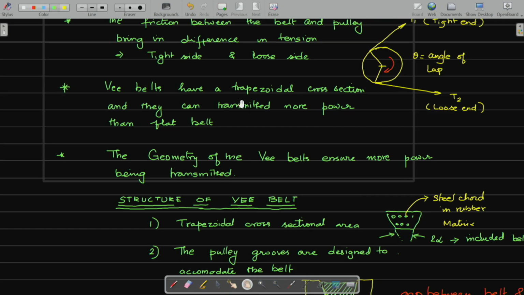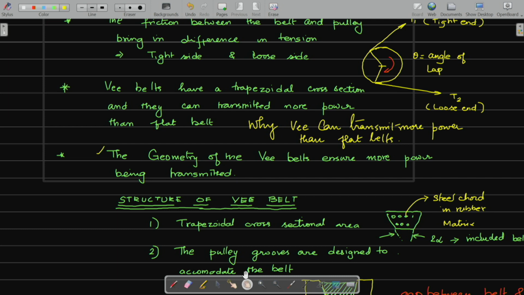For a V belt, the operation is all the same except for the geometry of the belt. A V belt has a trapezoidal cross section, and it is capable of transmitting more power than a flat belt. So we need to address this issue also: why V belts can transmit more power. To answer this question, we need to study the geometry of the V belt. So let us look at the geometry of the V belt.